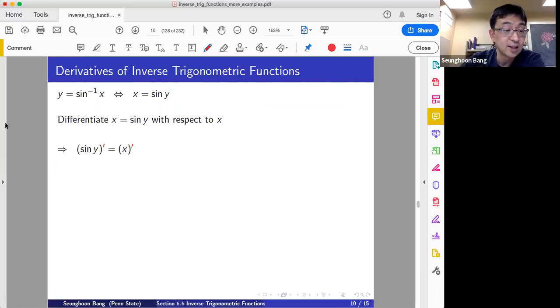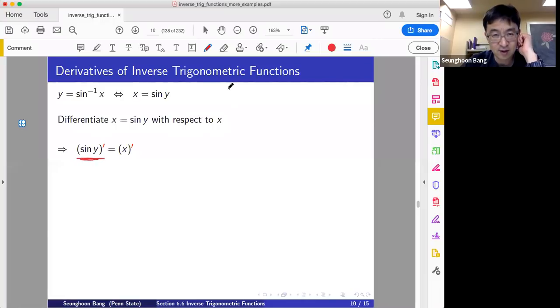So what happens? Take the derivative. Do you know what the derivative of sine of y is? Could you write your answer on the chat board, please? Cosine of y. Oh yes, another person said cosine of y times y prime. You're right. You can use the chain rule here.